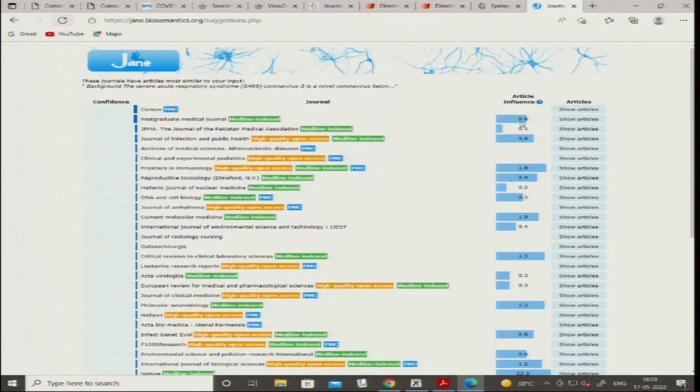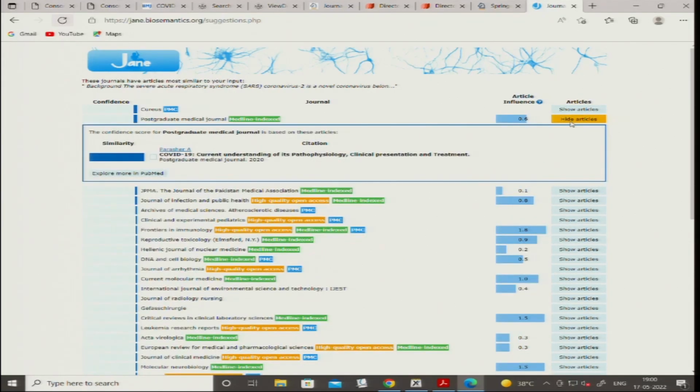the article influence also. Okay, even you can search when you want to publish and target this journal, you can search over here the article. Okay, when you search this article, like COVID-19: current understanding of its pathophysiology, clinical presentation and treatment. Okay, so when you click over here, right, you can find these things. Citation, the citation is also there.